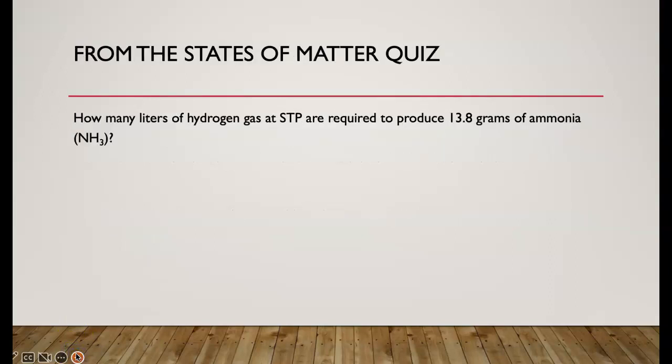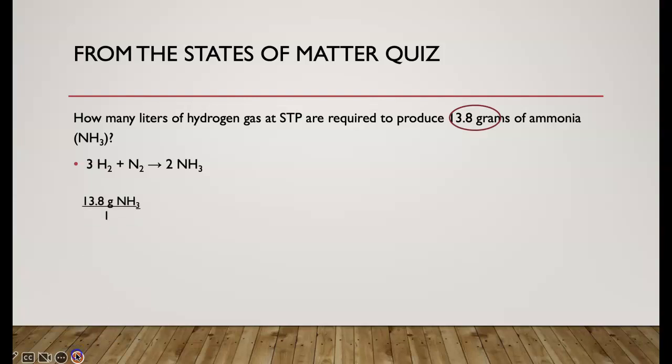All right, let's try another one. How many liters of hydrogen at STP are required to produce 13.8 grams of ammonia? So how are you going to attack a problem like this? Hopefully, the first thing you're going to do is write your balanced equation. And then you're going to start with that 13.8 grams. So this is a great time to pause the video and see if you can do that.